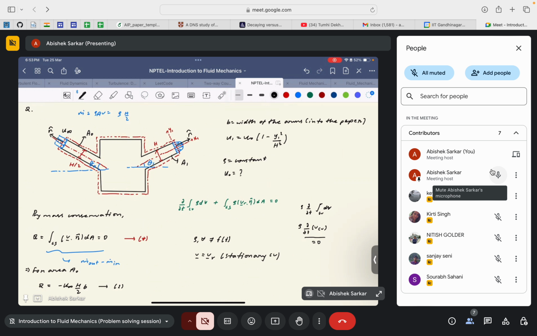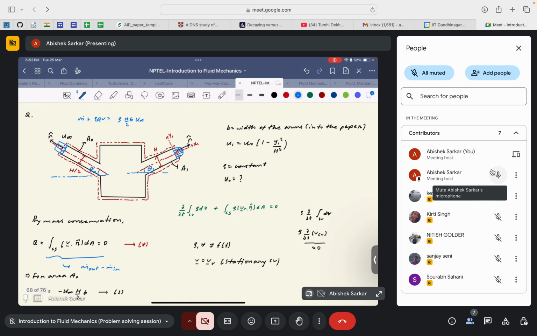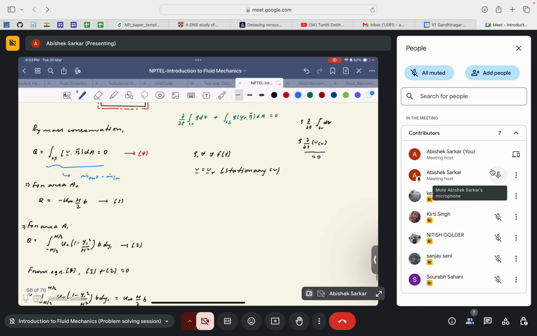Now the area would be h by 2 into b. This gives you the area times the velocity. Velocity is u infinity. Why can we write u infinity so easily? Because it is a constant velocity profile, so the integration will just give the same result. And it will have a minus sign, because the direction of the normal vector and the direction of the velocity are opposite to each other, so their dot product gives a negative sign. That's why it is minus, as written here.